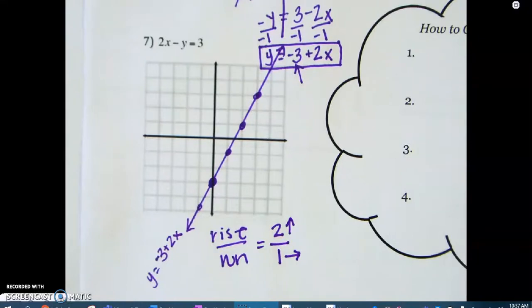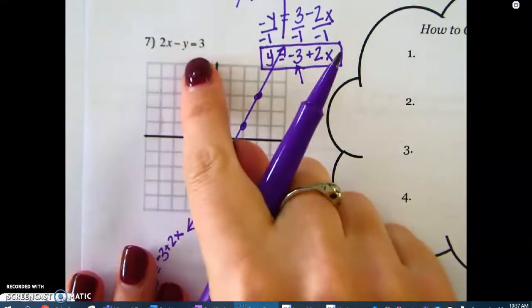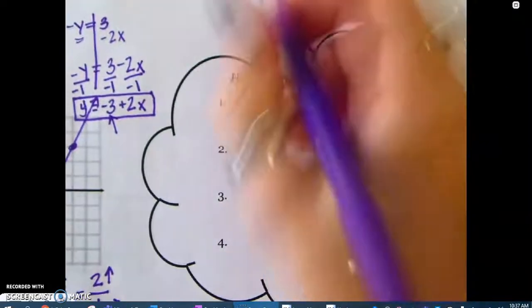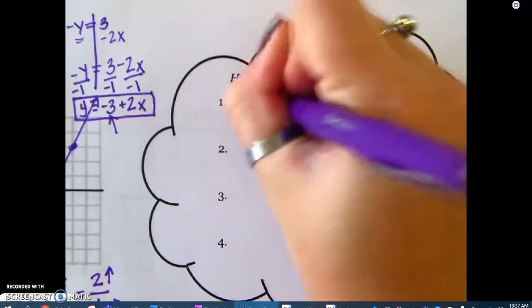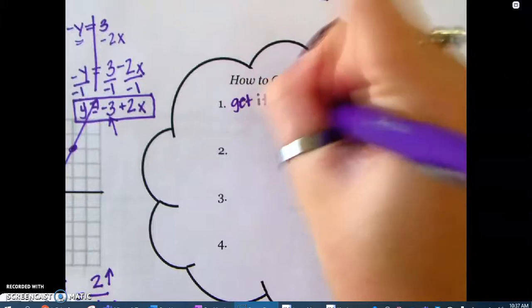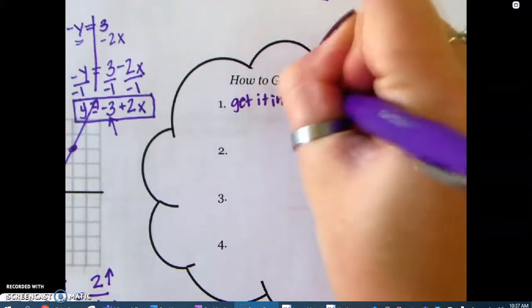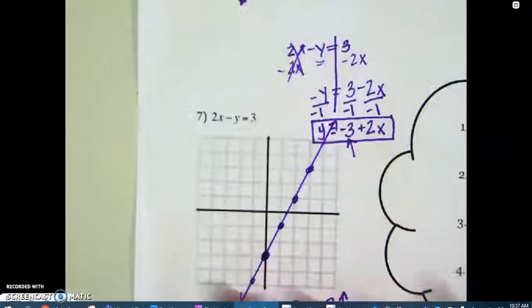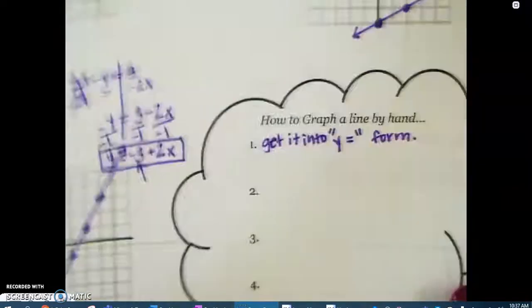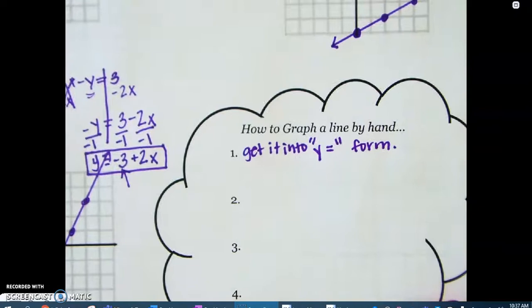And so that's how you graph a line if it's not in the form you want it to be. So right here, I want you to fill this out. So how to graph a line by hand. The first thing you want to do is get it into y equals form. So get that y by itself. That's the first thing you want to do. So up here, we didn't really have to do that. Down in this third example, we definitely did. So that's your first thing, is always to check or get it into y equals form.